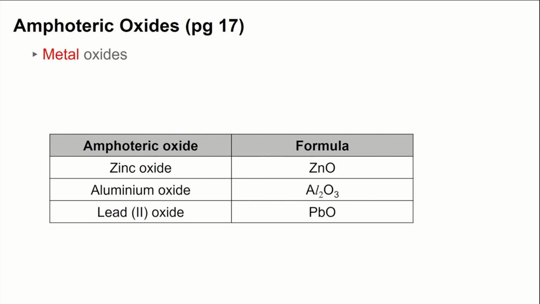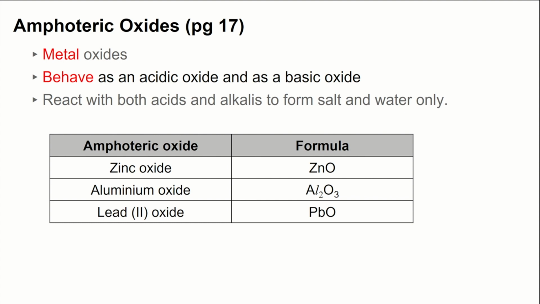If they are metal oxides, then by right, they fall under the category of base, so they react with acids. But they can also react with alkali. So they don't just react with acids, they can also react with alkali. We call them amphoteric oxides, and there are only three of them.